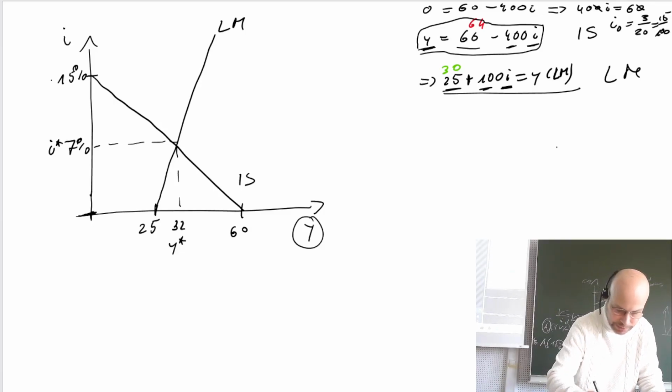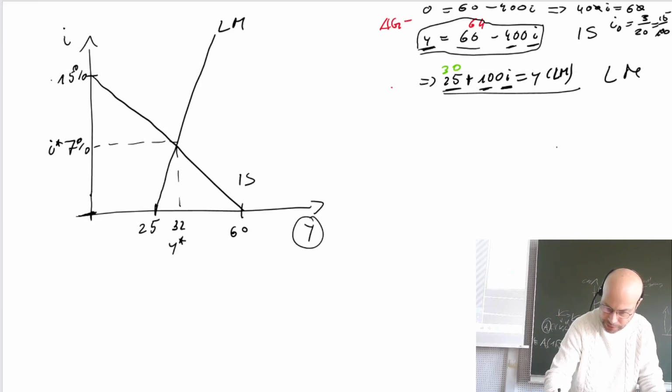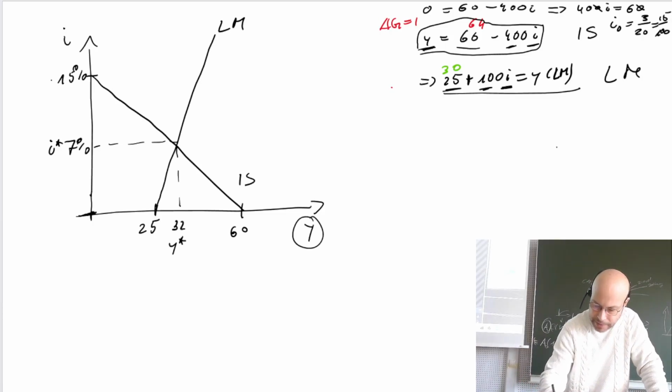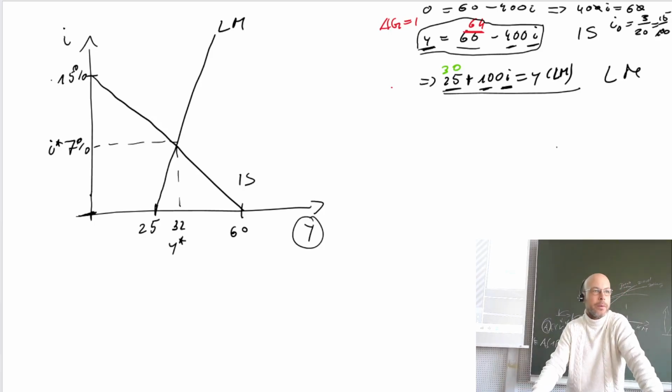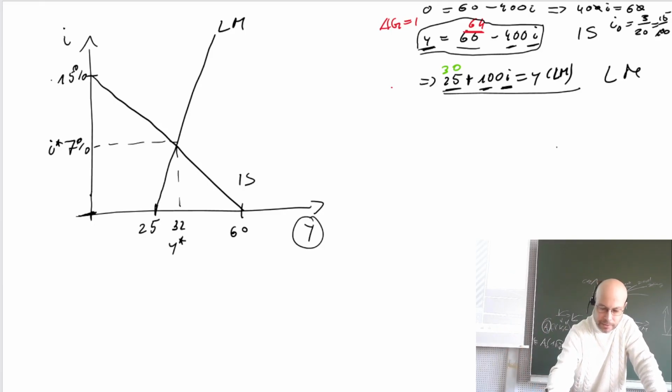And then let's switch to red. We had delta G is 1. This meant that we had an increase of this constant factor in the IS curve from 60 to 64. We argued in the lecture that an increase of government expenditure should shift the IS curve to the right. Well, what happens here? We have the same slope. We have a larger number here. So we start here at 64.